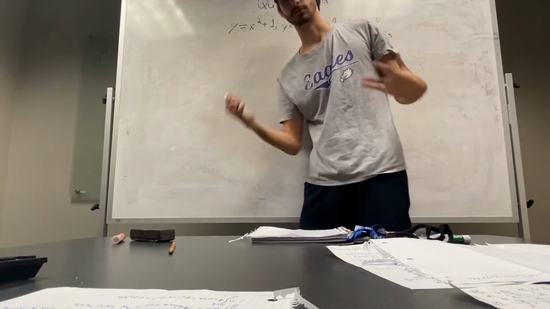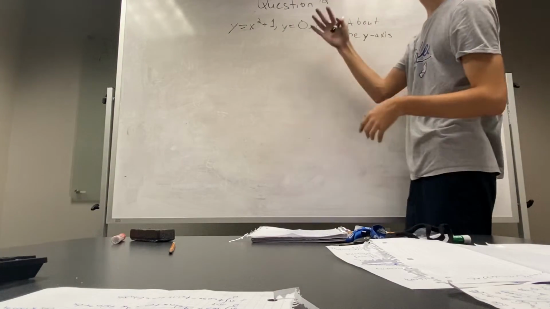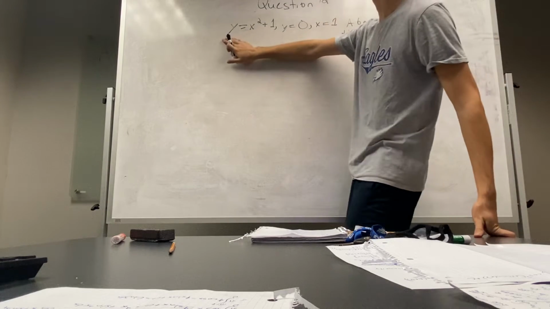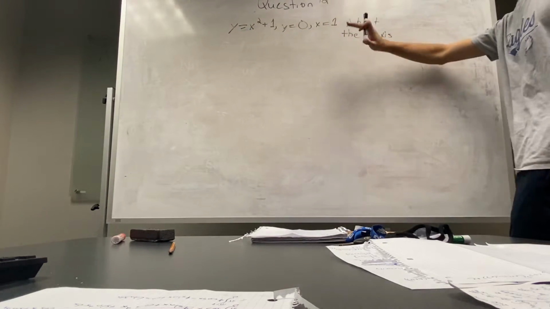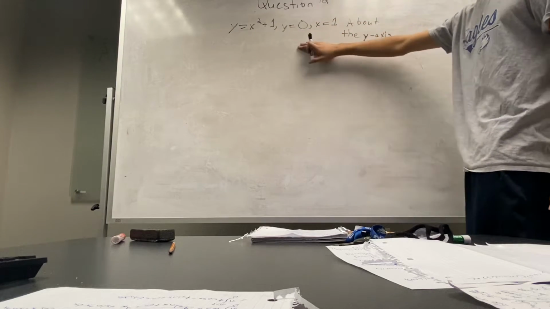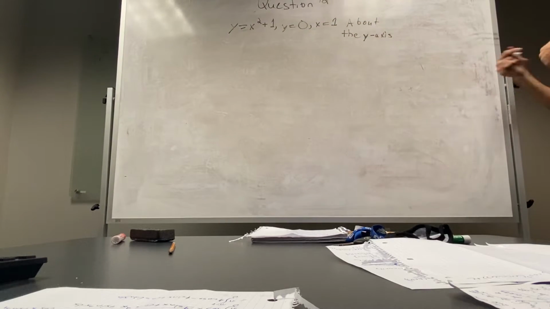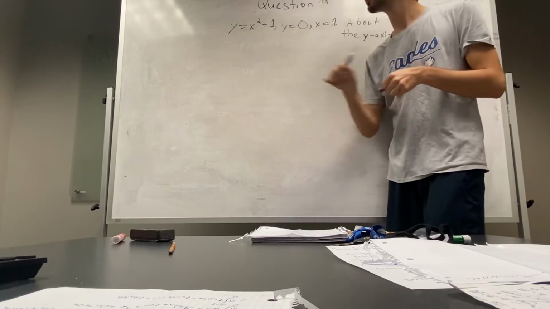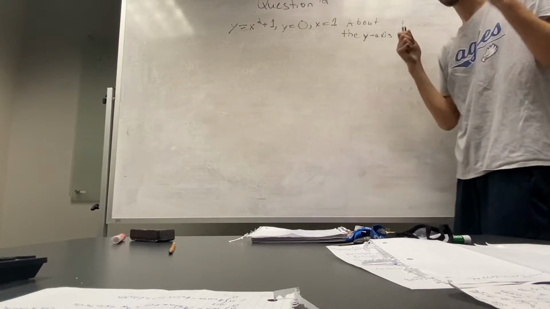Hello everyone, my name is Greg, and this is going to be question 2 of the Calculus 2 exam. We're going to have multiple equations here: y equals x squared plus 1, y equals 0, and x equals 1, about the y-axis. Basically, we're going to have to find the volume of the solid made by these equations.